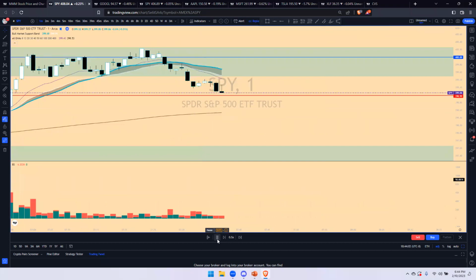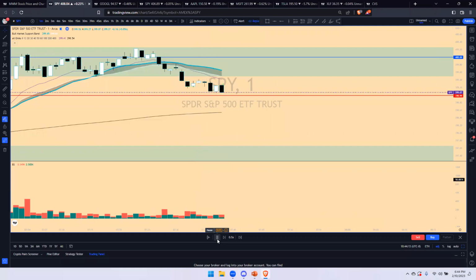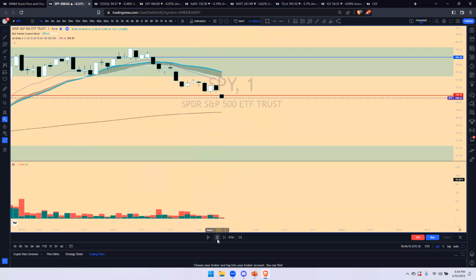And this is a scalper strategy on the 1 minute. A scalper might be already out of his position by now. So we'll keep going here. And it just broke this 4-hour support just now.